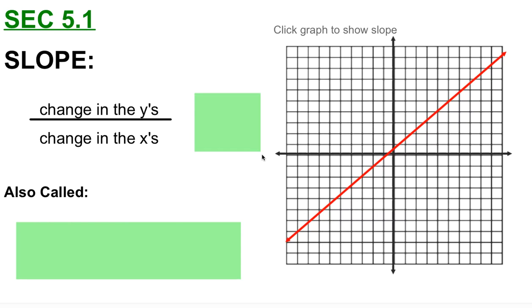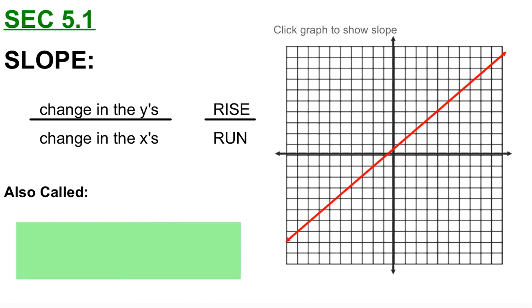Slope for the next 2 days. Slope, we look at the steepness of a line. We define it as the change in the y's over the changes in the x's. We also refer to it as rise over run.